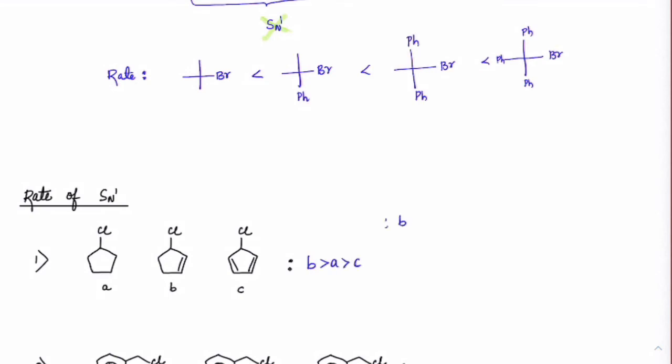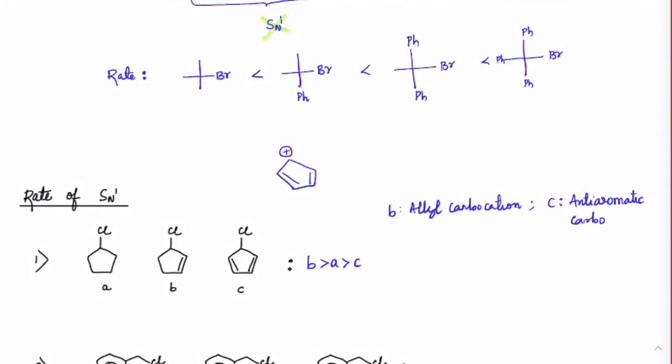B is due to allyl carbocation stability, and C is due to anti-aromatic carbocation. Sir, C is aromatic now, sir. Huh? C is aromatic, I think. How is C aromatic, beta? If you have this positive charge, it is anti-aromatic. Ah, yes, sir.